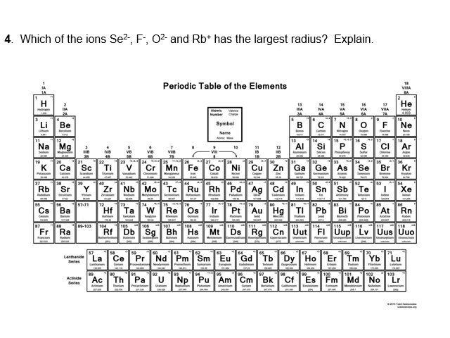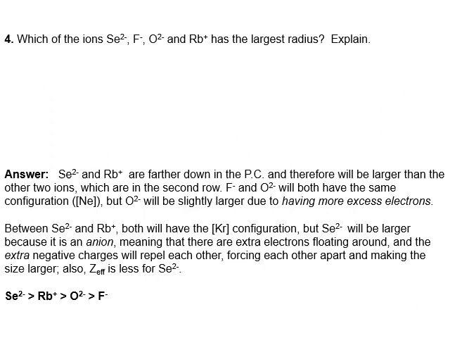Okay, and then the next slide, which I'm going to click to now, will show all 4 of these. Okay, so you can see here they're all in order: Se2 minus, Rb plus, O2 minus, and F minus, and I'm reading from the very bottom of this slide.